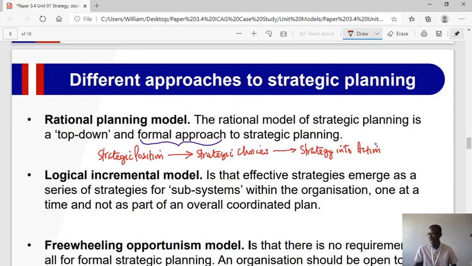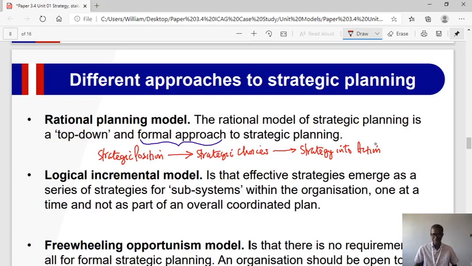Now, in this way, a formal strategic plan is prepared at a senior management level, covering a period of perhaps 5 to 10 years. And it goes through this formal process. But then we have the logical incremental model, that is the second thing we want to look at. Another model that an organization may adopt is the logical incremental model.